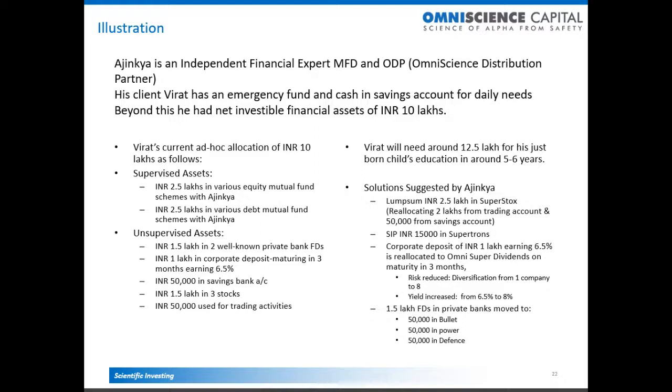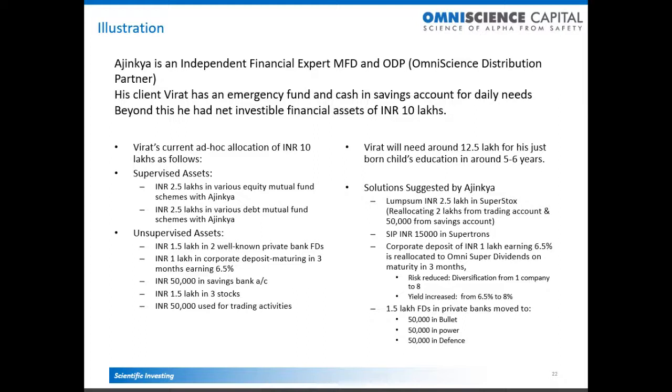What is known to Ajinkya, and which Virat has shared, is that he has a just-born child, and for school admissions he will need about 12.5 lakhs of voluntary deposits, right? Most of the schools ask for this, and now the rates have gone up. So he needs about 12.5 lakhs in 5-6 years.